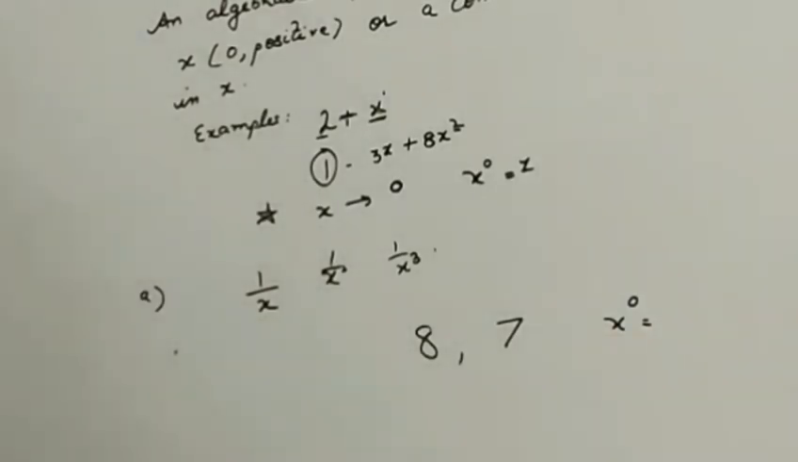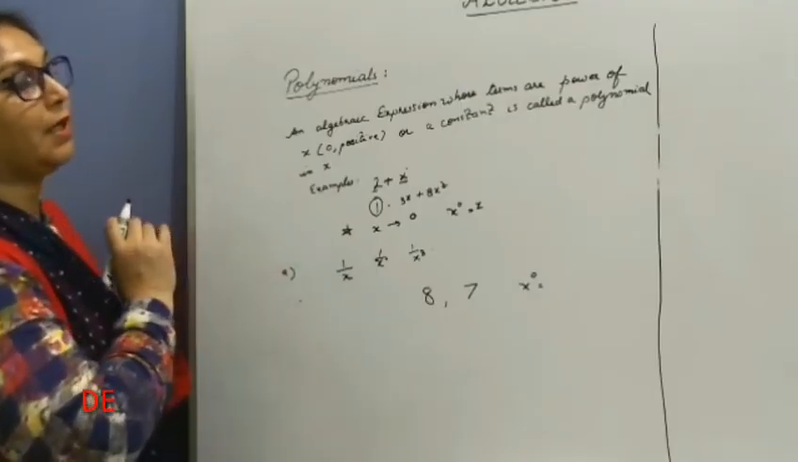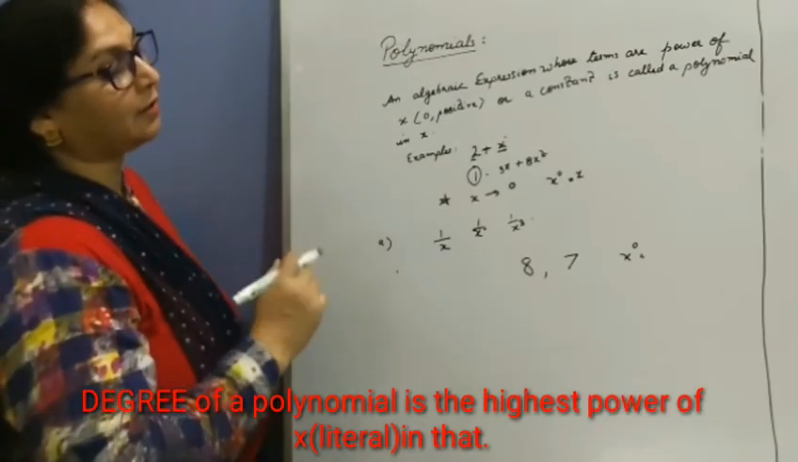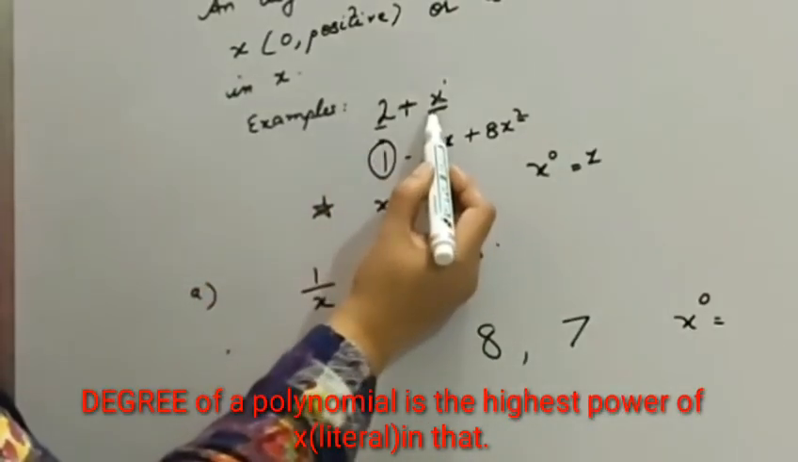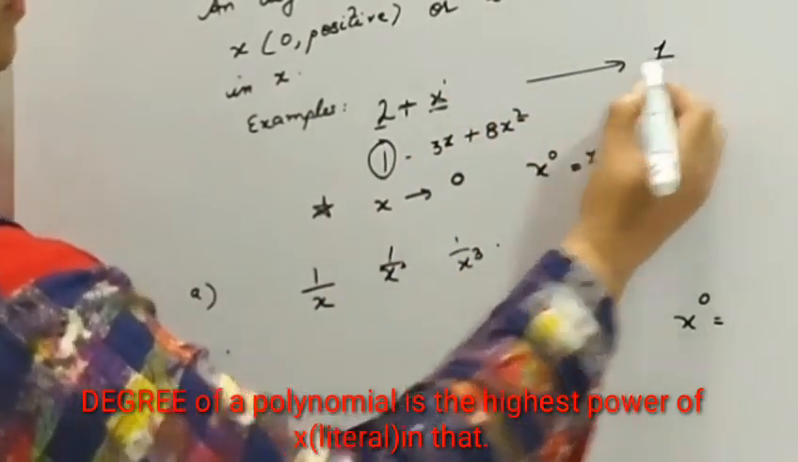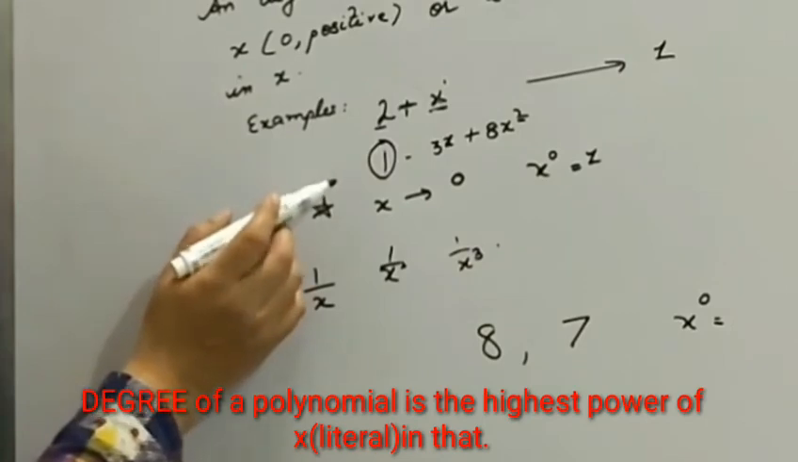Now let's move on to the next topic, degree of a polynomial. The degree of a polynomial is the highest power of x in it. For example, in the first case, what is the highest power of x? 1. So the degree of this expression is 1. Moving on to the next example.